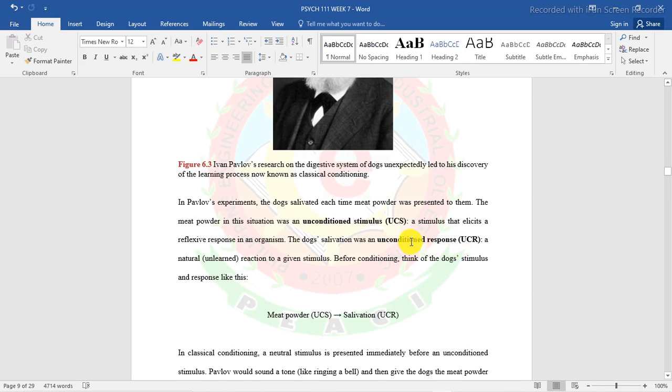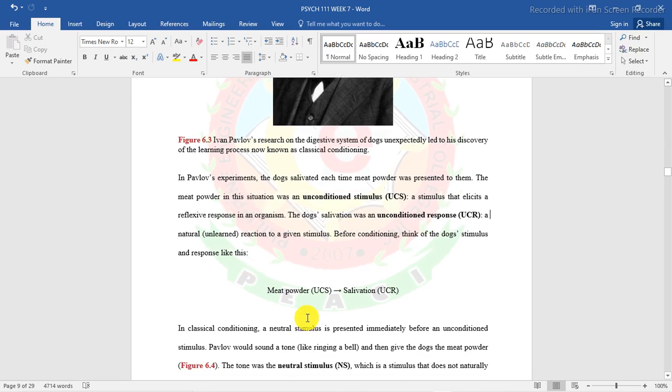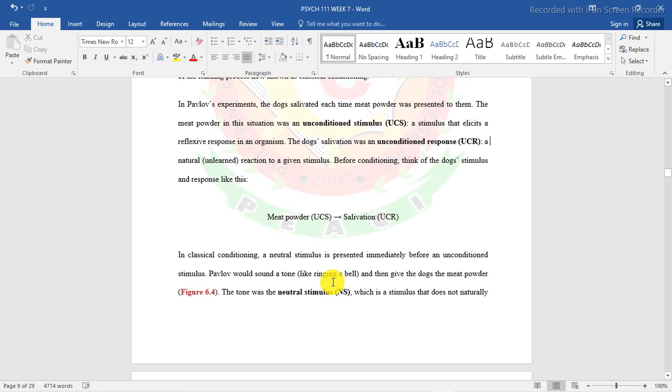Natural po yung unconditioned response. Meaning, hindi mo muna kinondisyon yung response na yun. Okay? Natural, unlearned reaction to a given stimulus. Before conditioning, think of dog stimulus and response like this. So, meat powder, unconditioned stimulus siya. Salivation, unconditioned response siya.